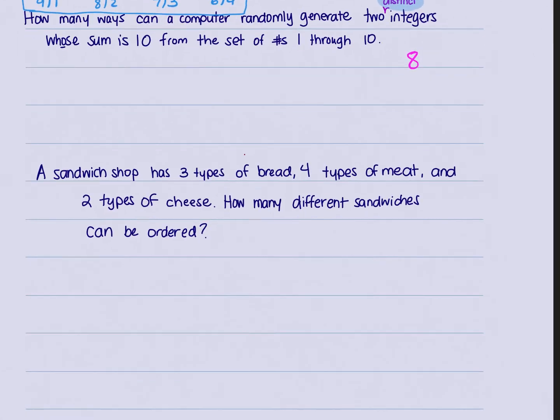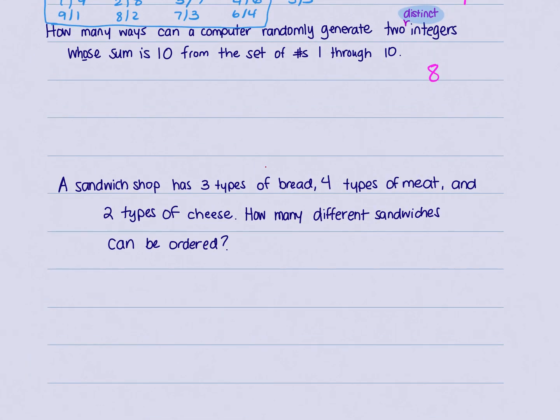A sandwich shop has 3 types of bread, 4 types of meat, and 2 types of cheese. How many different sandwiches can be ordered? So these are each individual events. One is the bread, one is the meat, and one is the cheese.